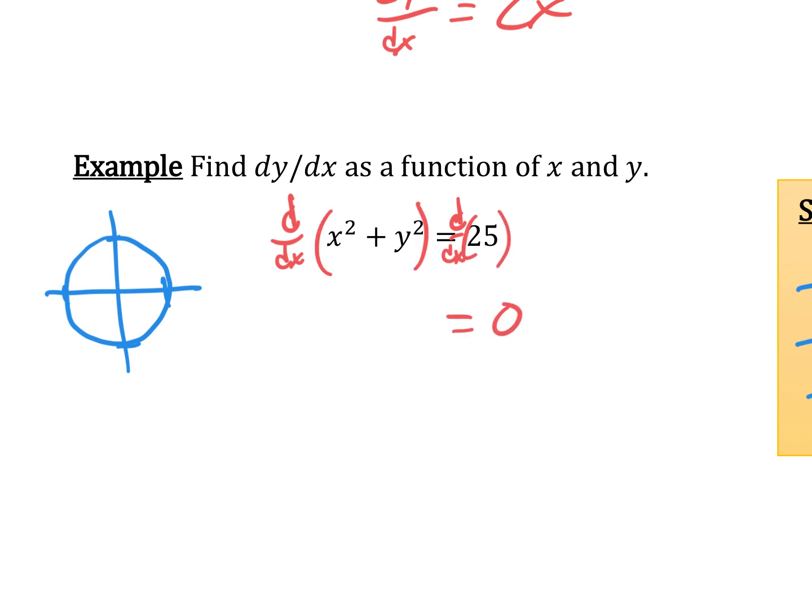And let's take the derivative of each of these parts separately. What's the derivative of x squared? Well, that's 2x. And what's the derivative of y squared? Now, I've got to be careful. Again, remember, think of y as some function of x. All right, we're not going to solve for y. We could kind of here, but we're not going to. So, but that requires the chain rule.